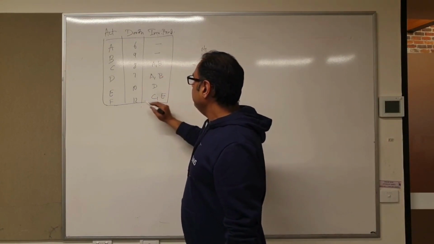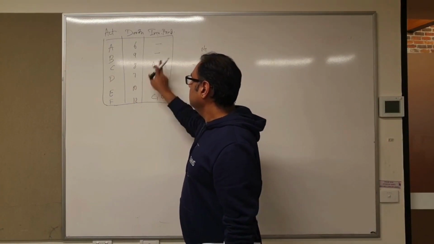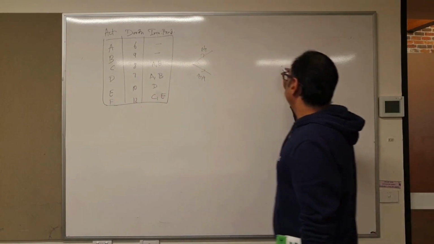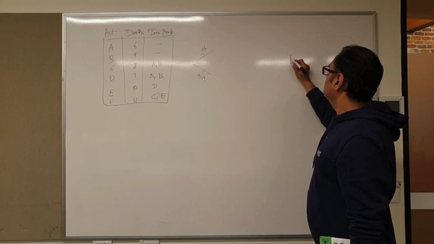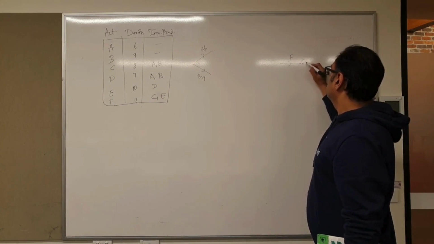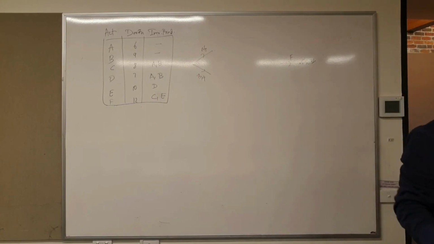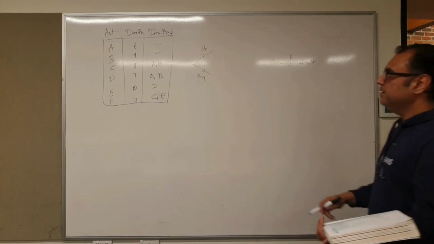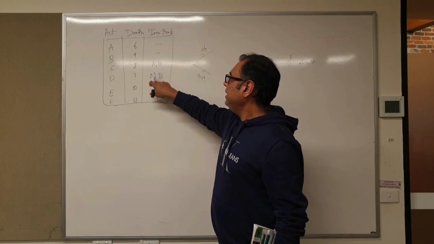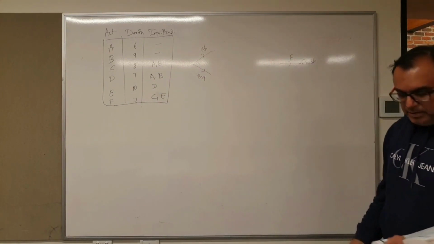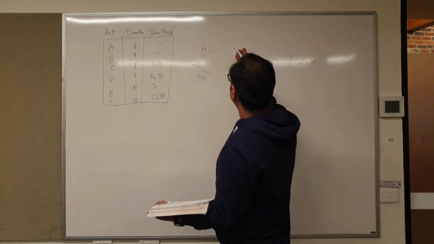Then what's my end? I've got a C here, I've got a D here, I've got an E here, I don't have an F here, so F must be the finish. Alright? Yes? Then A, B, C needs A and B, D needs A and B. So C needs A and B.